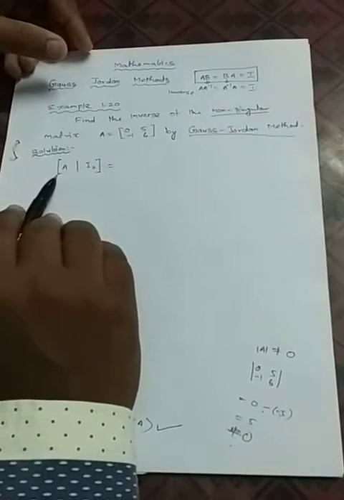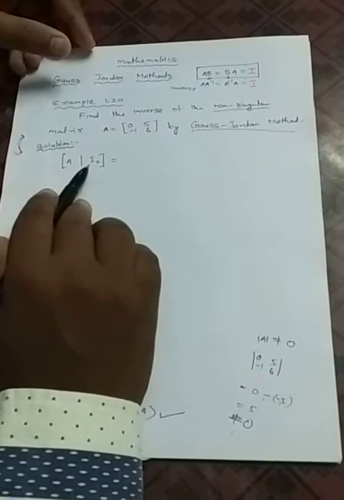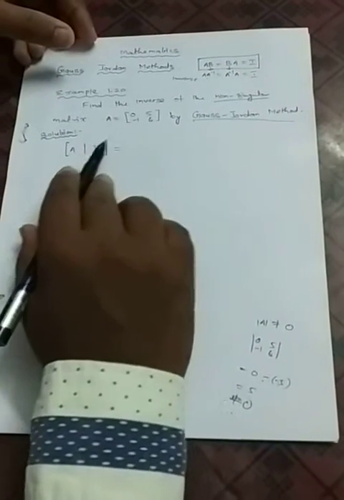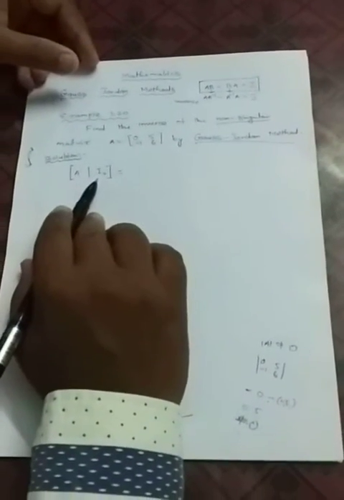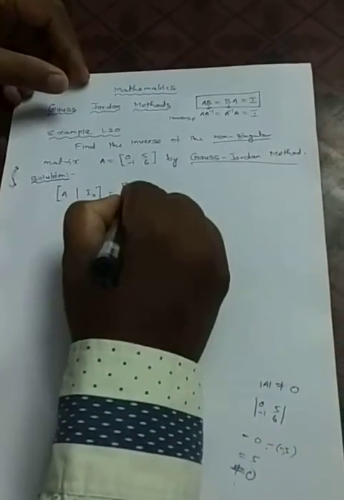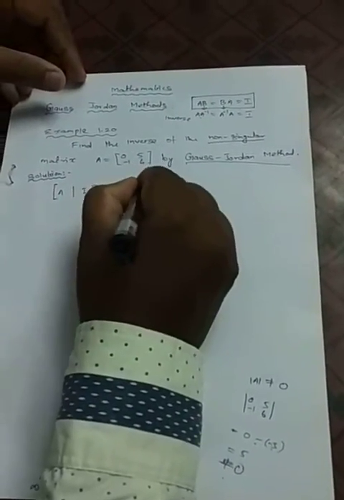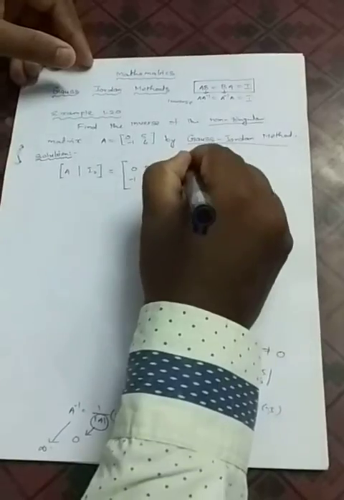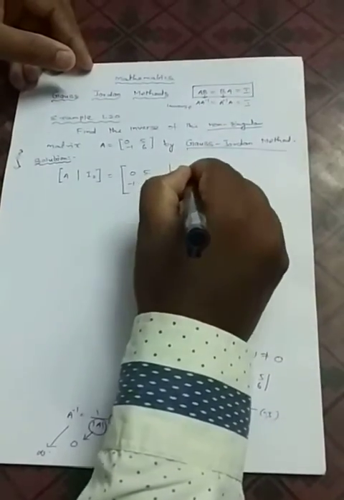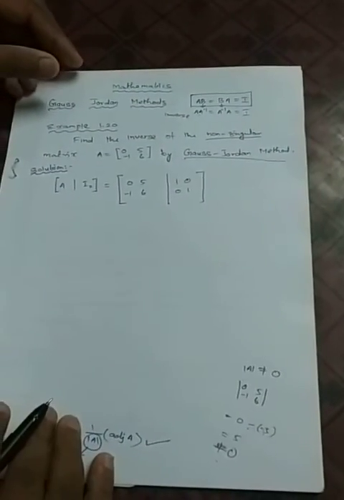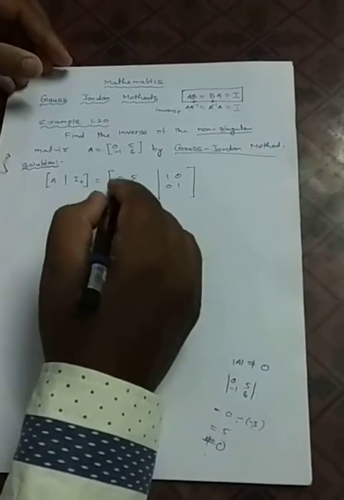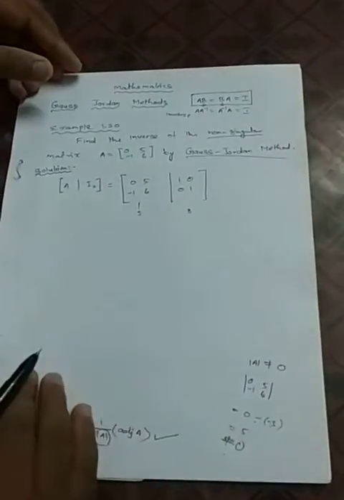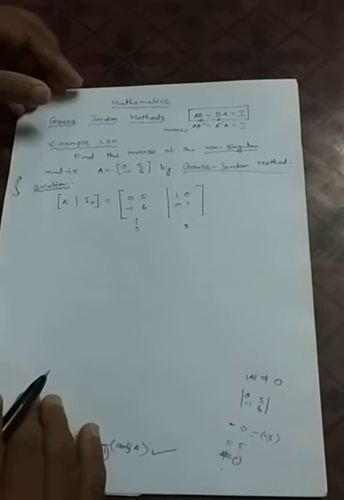The procedure is you have to write the matrix A and then I2. Why I2? Because it is a 2 by 2 matrix. If it is 3 by 3, then here it will also be 3 by 3. How are we going to write it? Make a square bracket: 0, 5, minus 1, 6, then one small line, then I, meaning 1 0 0 1, and close the matrix. Now your ultimate aim is to make this side I. This should become I, and the other side will automatically become B. That is the procedure.